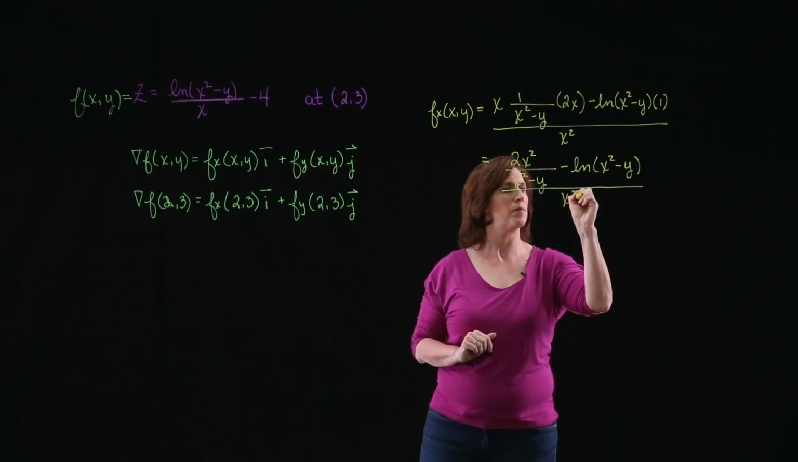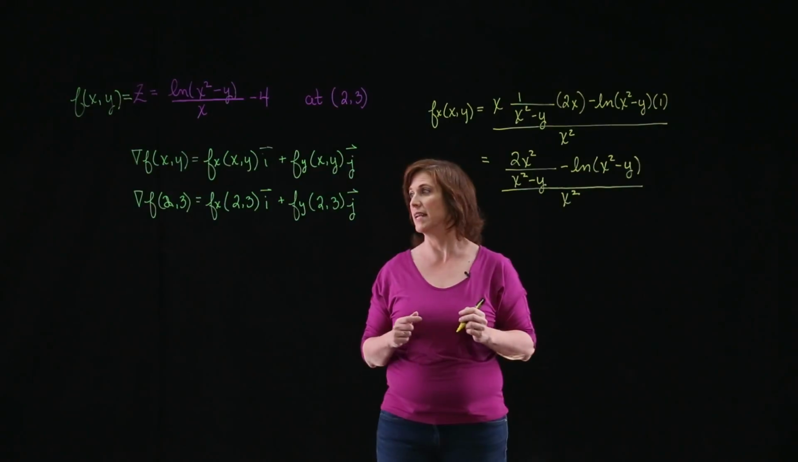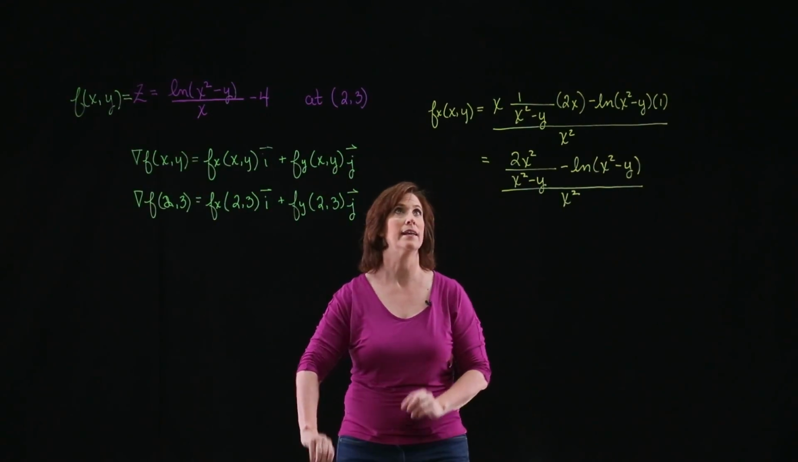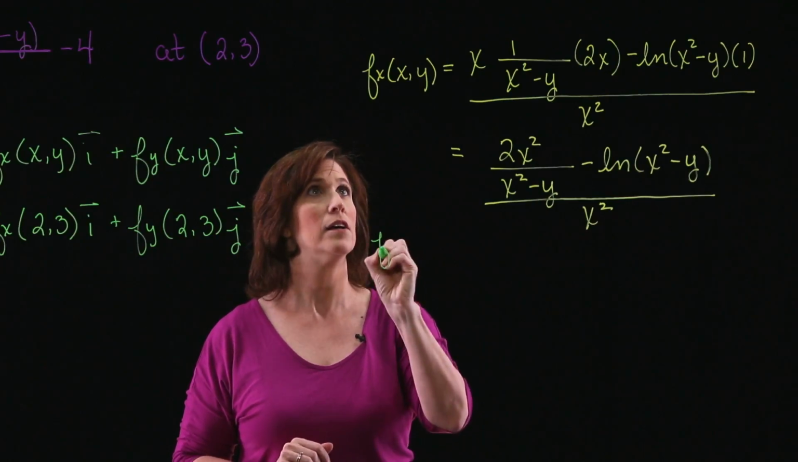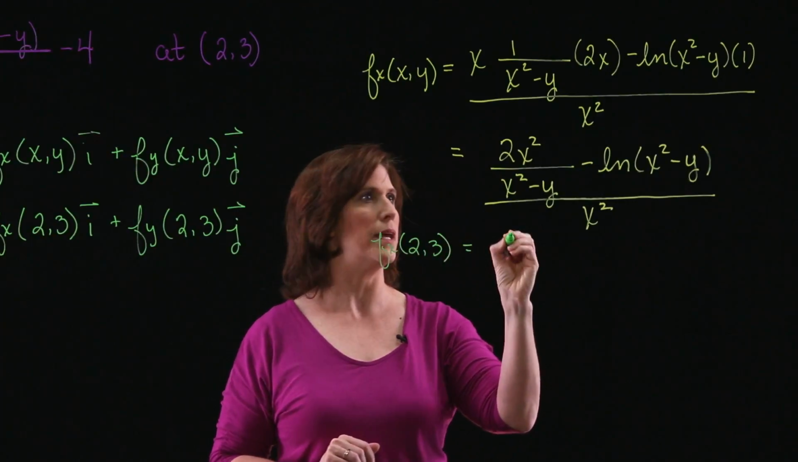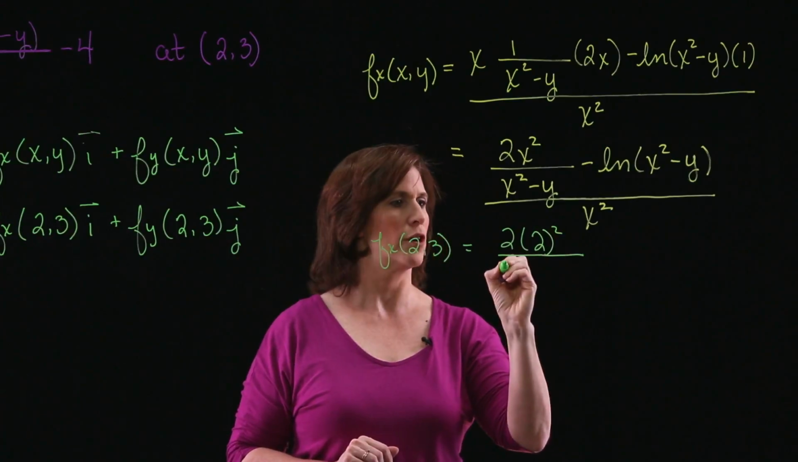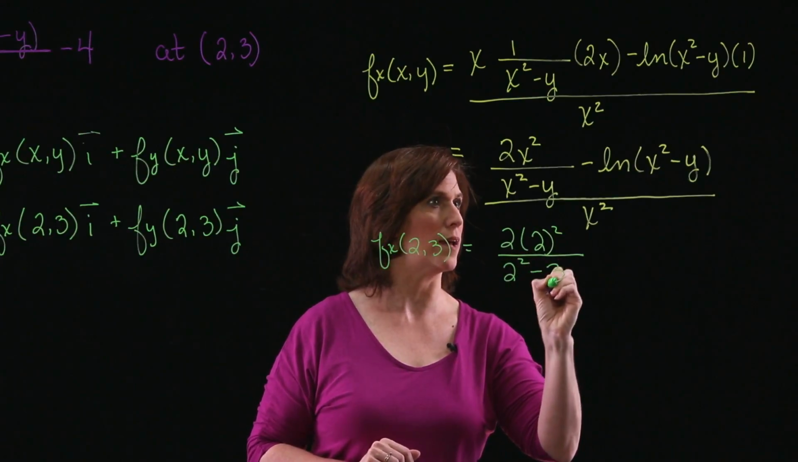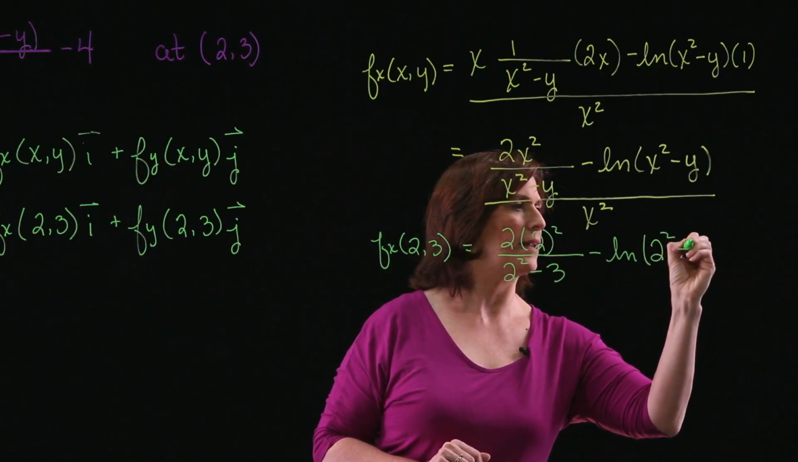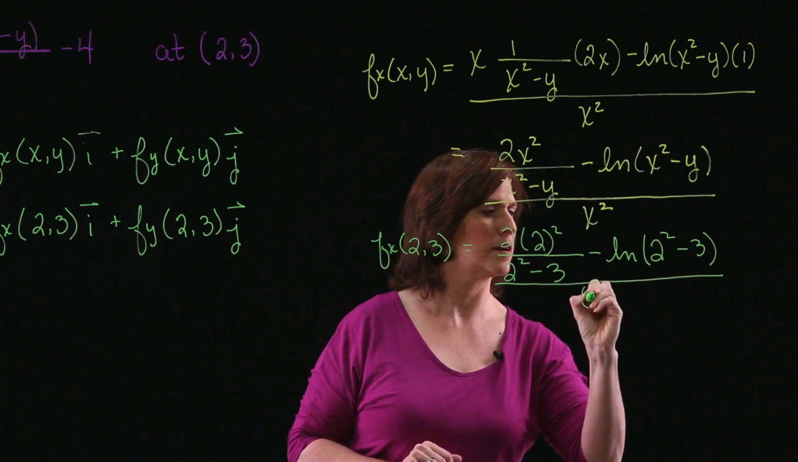x squared. Now I could do some algebra to simplify this, but remember what I'm really interested in is the partial at the point (2, 3). So let's plug in (2, 3). The partial with respect to x at (2, 3) is going to be 2 times 2 squared all over 2 squared minus 3, minus the natural log of 2 squared minus 3, all over 2 squared.